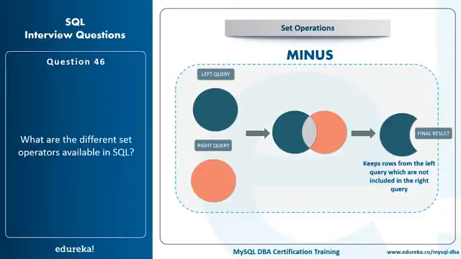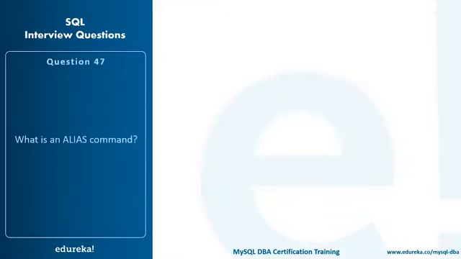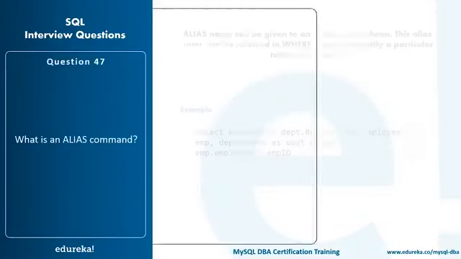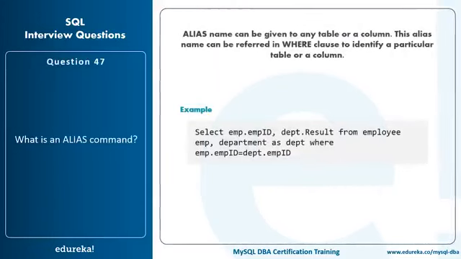So guys, these were the different set operators available in SQL. That is the union operator, the intersect operator, and the minus operator. Now let's move forward to our next question, that is, what is an alias command? An alias name can be given to any table or any column. This alias name can be referred to in the where clause to identify a particular table or a column. So that's basically an alias command.